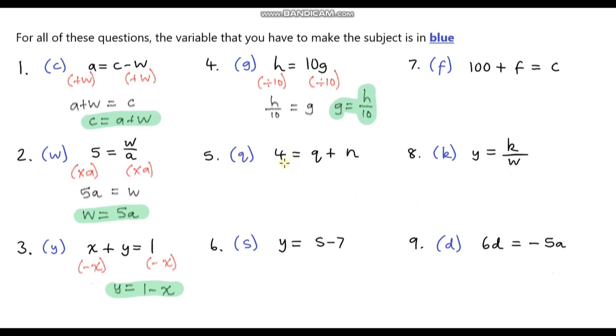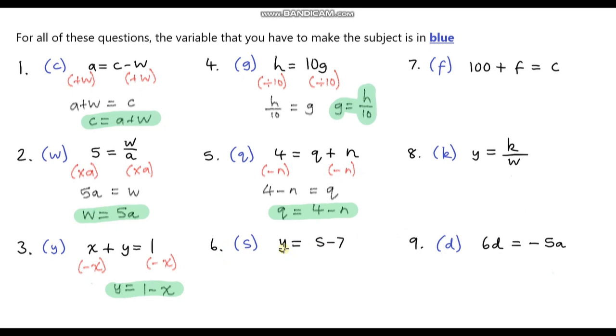Question 5, 4 equals q plus n, and we have to make q the subject. So at the moment we're adding n, so we do the opposite, which is minus n. On the left hand side, we've just got 4 minus n, and on the right hand side, we've just got q. So my final answer will be q is equal to 4 minus n.